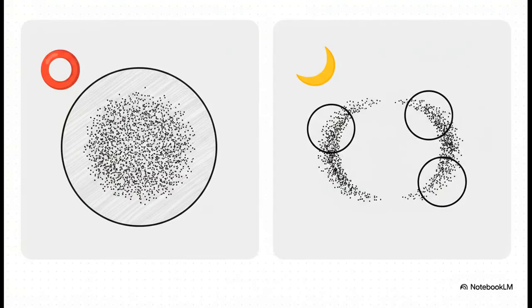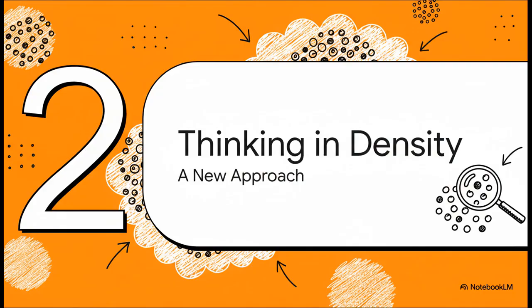So here's the bottom line. An algorithm like k-means makes one huge assumption, that all clusters are basically spheres. But in the real world, data shows up in all kinds of crazy shapes. We're talking rings, winding lines, you name it. We need a tool that doesn't try to shove a square peg into a round hole. And to do that, we have to flip our whole way of thinking on its head. We need to stop looking for centers and start looking at how crowded or dense the data is. Which brings us to our next section, thinking in density.